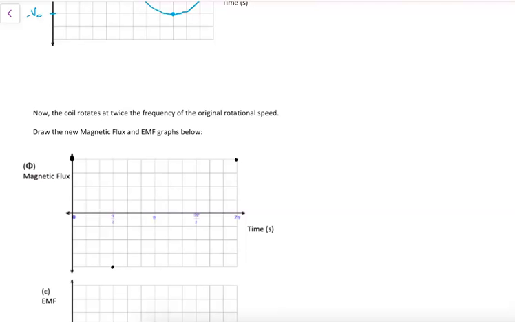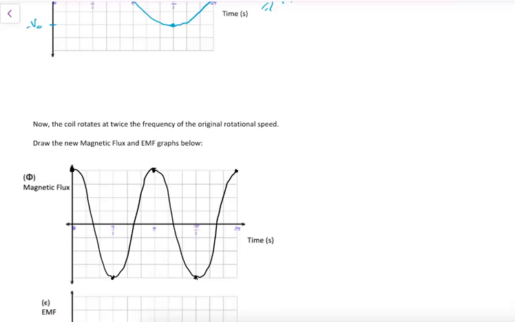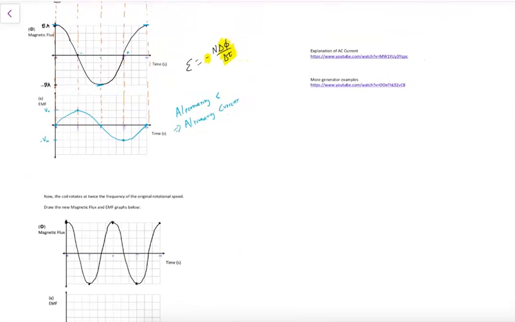But instead of reaching 0 at pi over 2, I'm going to reach the negative because it's happening twice as fast. And then it goes up, reaches a maximum, and then a negative. So this is still a cosine graph, just two wavelengths full of a cosine graph. And when we compare these two magnetic flux graphs, what is different that's going to affect our EMF?